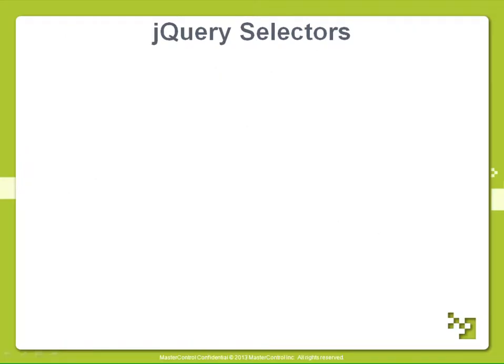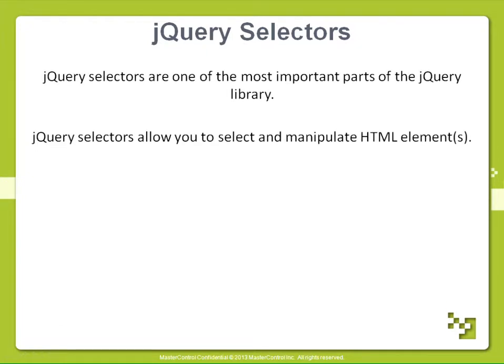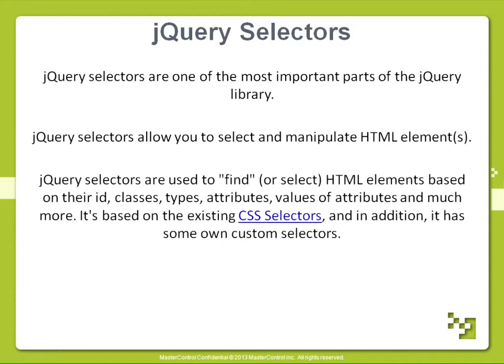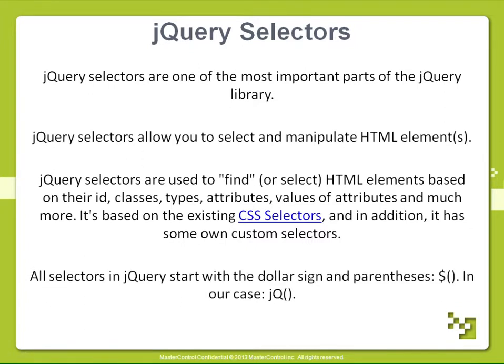Okay, so let's talk about some jQuery selectors. We saw a few of them. All right, so this is one of the most important parts, and these selectors allow us to manipulate our HTML elements. Okay, jQuery selectors are used to find or select HTML based on their ID, classes, types. We sort of talked about that, and it's based on the CSS selectors we talked about. Okay, so all selectors in jQuery start with the $ and parentheses, but again, remember we're going to use the JQ instead of $.